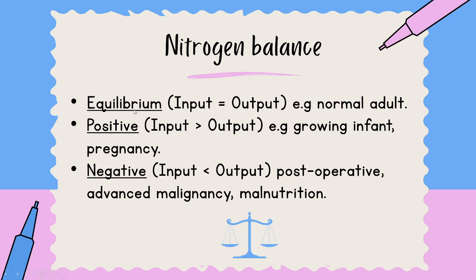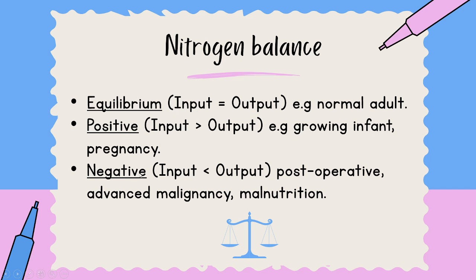Nitrogen balance could be at equilibrium, that is to say input equals output, and this is the normal state in a normal adult. Nitrogen balance could be positive, that is to say input is more than the output, and this is the characteristic of growing infants and pregnancy, physiologically normal conditions in which nitrogen balance is positive.